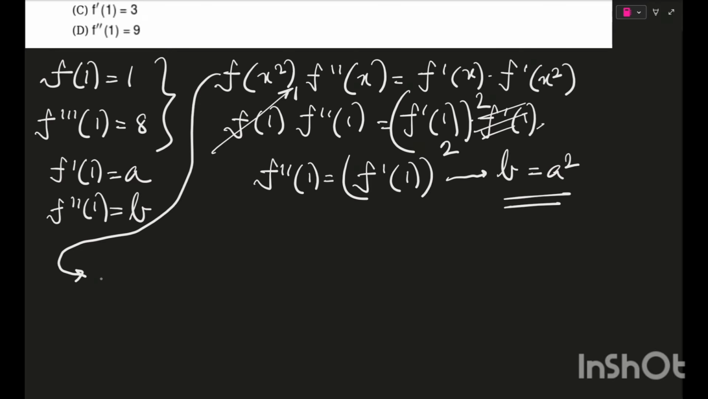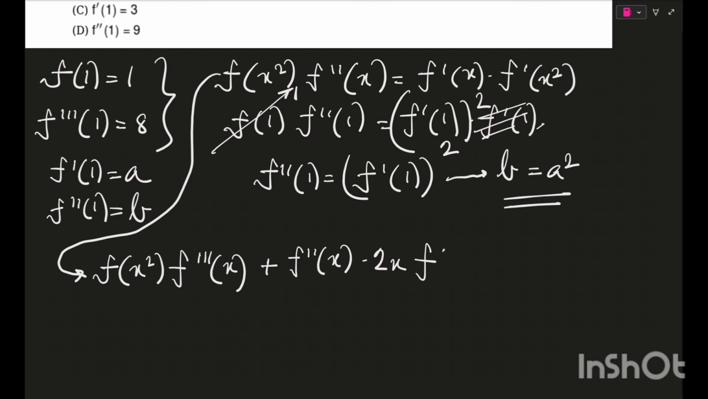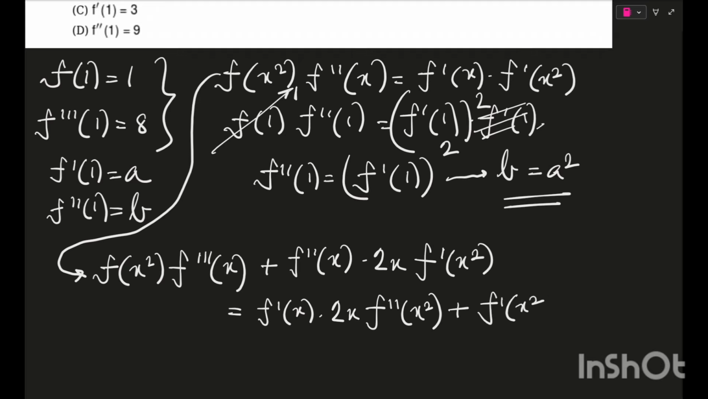So this will be f of x square into f triple dash x, I differentiated this one first. After this, plus f double dash x into 2x times f dash x square equals f dash x into 2x times f double dash x square plus f dash x square into f double dash x.